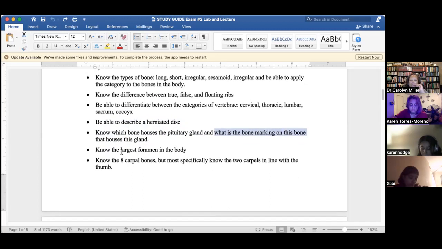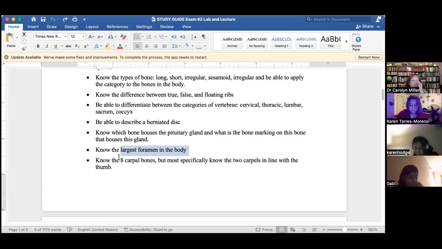The largest foramen in the body is the obturator foramen in the pelvis, the pelvic bone. And I will show you that when I go through the photomicrographs you may see on the lab exam.